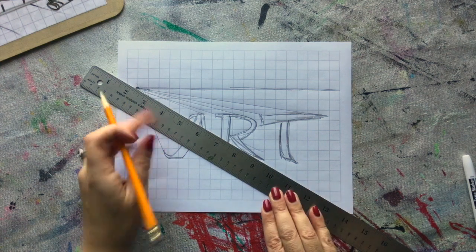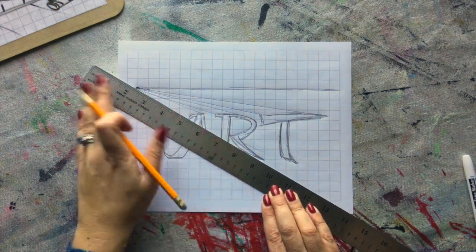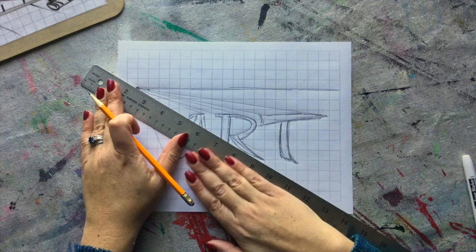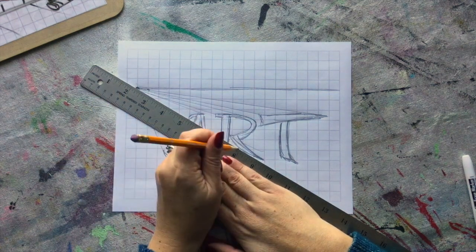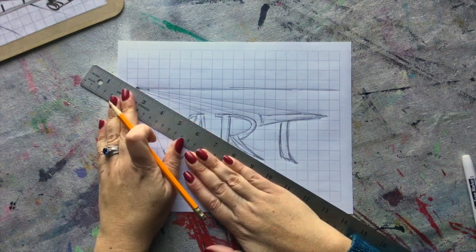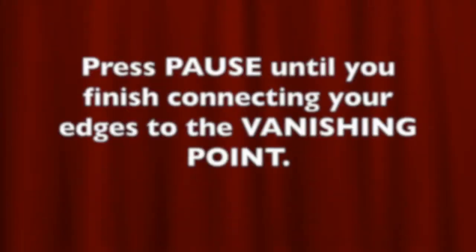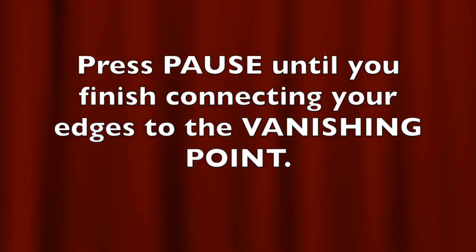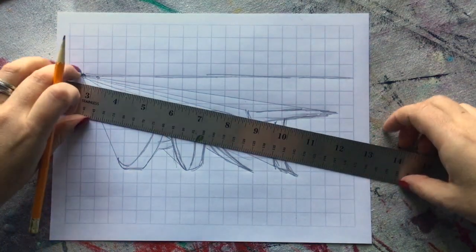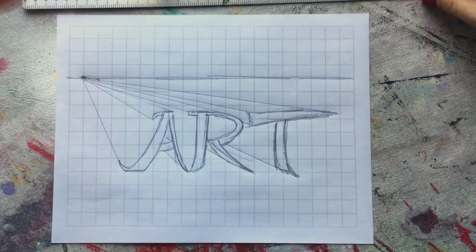Now with a curve like the outside of this R, I'm just trying to find the most outside part, which is right here, and I'm going to connect that to the vanishing point. All right, I've got all my corners, I think, connected. Sometimes I figure out that I missed a few as I'm working.